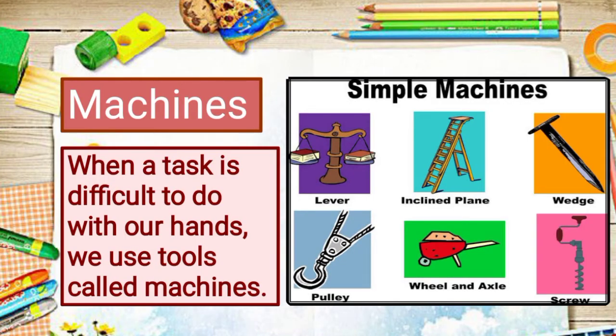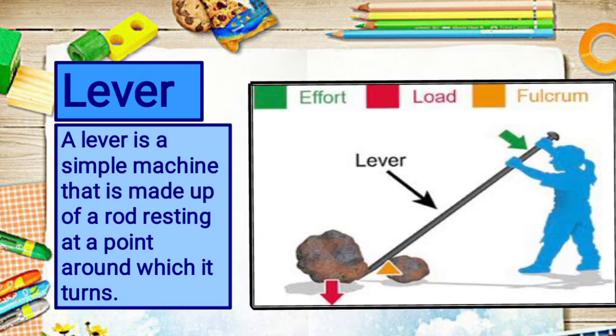Now let's understand about machines. When a task is difficult to do with our hands, what do we use? Yes, we use tools which are called machines. And a simple machine is a tool that makes our task or work easier and faster with the use of less force. So let's understand about all the machines in detail.